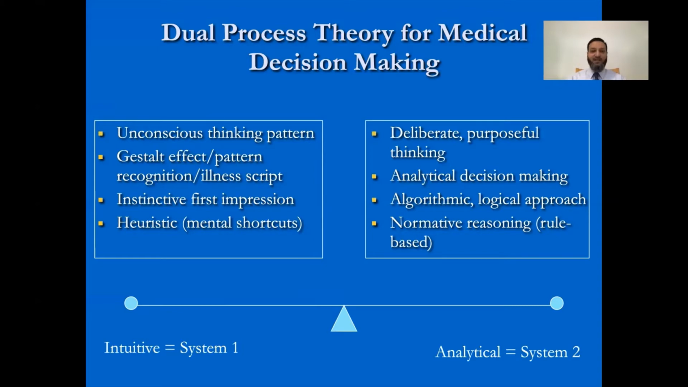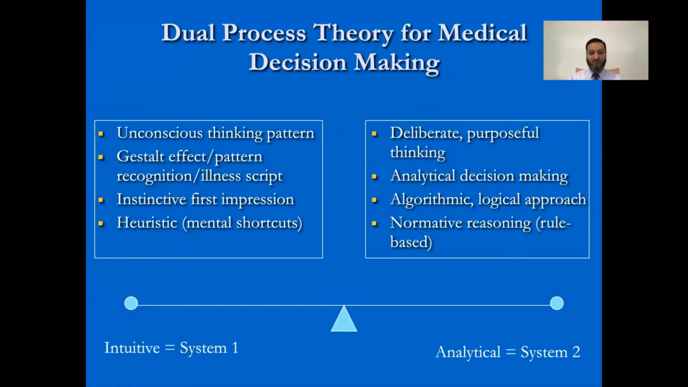In this dual process theory, it basically says that there are two systems at work when you're making a diagnosis on a patient. System one is an intuitive type of system. System two is more of an analytical type of system. The intuitive system uses unconscious thinking patterns and is more of a Gestalt type of effect or pattern recognition and uses illness scripts. It's kind of an instinctive first impression.